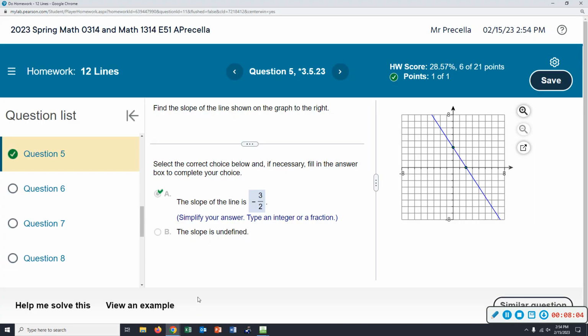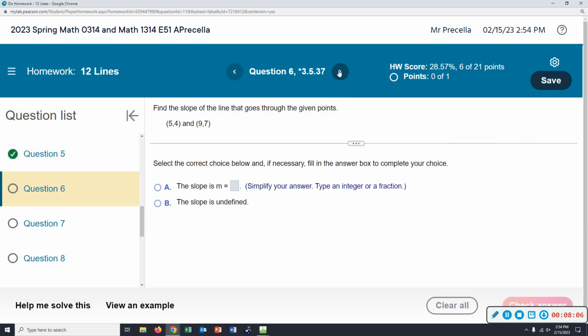Let's look at number 6. Here they're not giving you the graph. They're just giving you points on the line. And that's one option. You could draw the graph and count rise over run. But I want to illustrate this slope formula. Let me write the problem down. Number 6. And the points are (5, 4) and (9, 7). Okay, let's switch over to my paper.